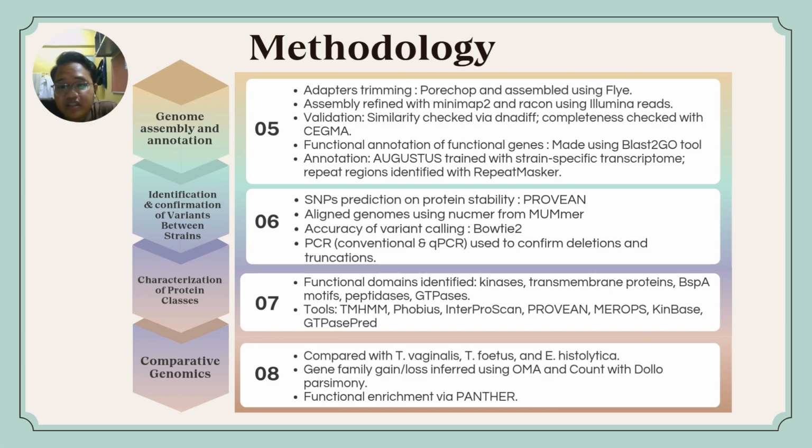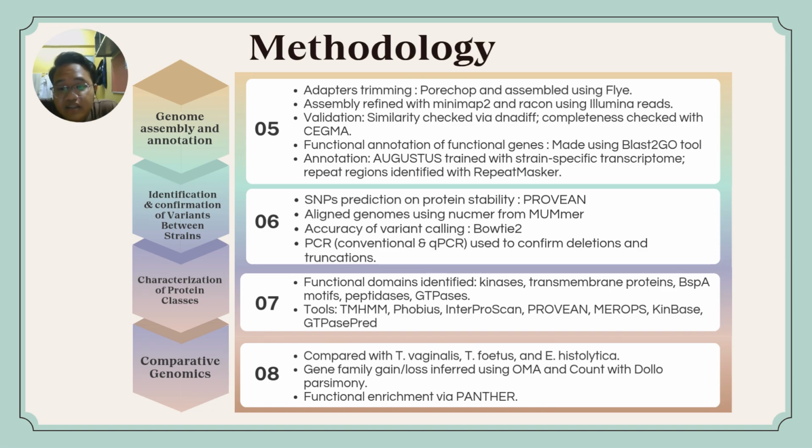And the next step is identification and confirmation of variants between strains. SNP predictions on protein stability were done by PROVEAN, genomes were aligned using NUCmer from MUMmer, and accuracy of variant calling was checked with Bowtie2, and conventional PCR and qPCR were both used to confirm deletions and truncations. For the characterization of proteins, a few functional domains were identified, which are kinases, transmembrane proteins, VSP motifs, peptidases, and GTPases. The tools used to characterize these functional domains are TMHMM, Phobius, InterProScan, PROVEAN, MEROPS, KinBase, and GTPase predictors.